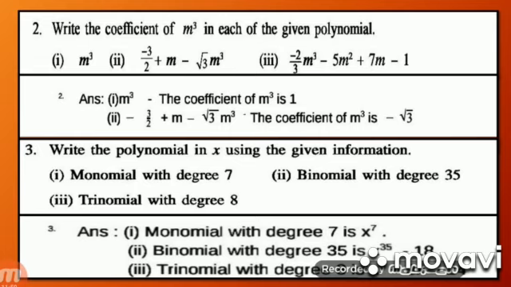Question number 3. Write the polynomial in x using the given information. Monomial with degree 7. Monomial with degree 7 can be written as x raised to 7. Second, binomial with degree 35. This can be written as x raised to 35 minus 18. Third, trinomial with degree 8. This can be written as x raised to 8 plus 3x plus 24.